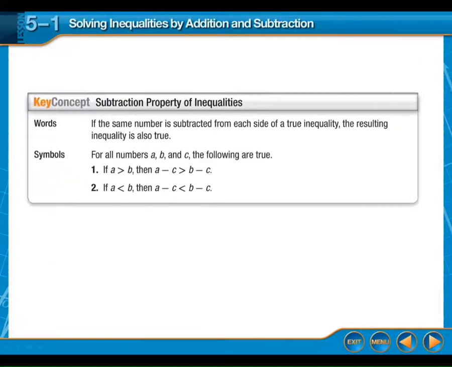All right, let's look at the next example. Here's a key concept on subtraction property of inequalities. We know that if A is greater than B, then A minus C has to be greater than B minus C. We know that if A is less than B, then A minus C has to be less than B minus C.